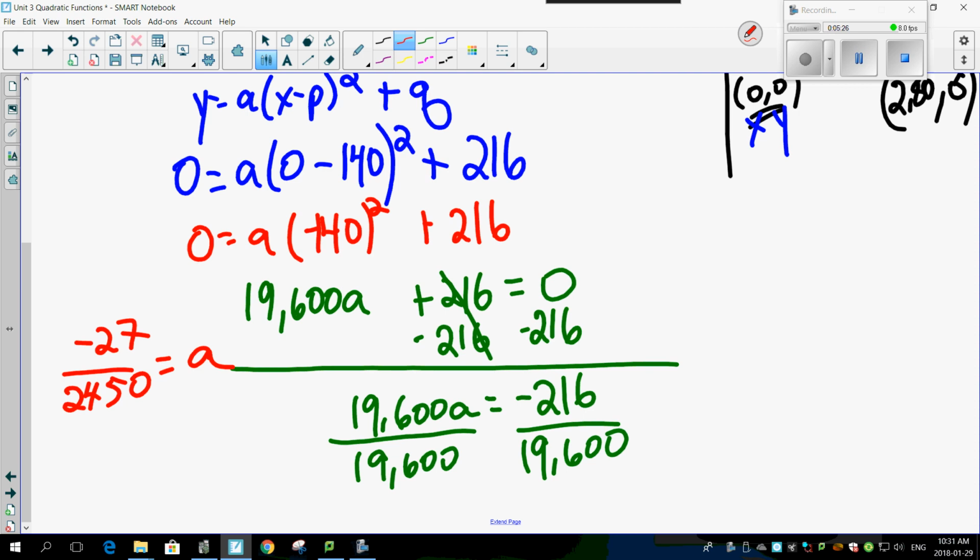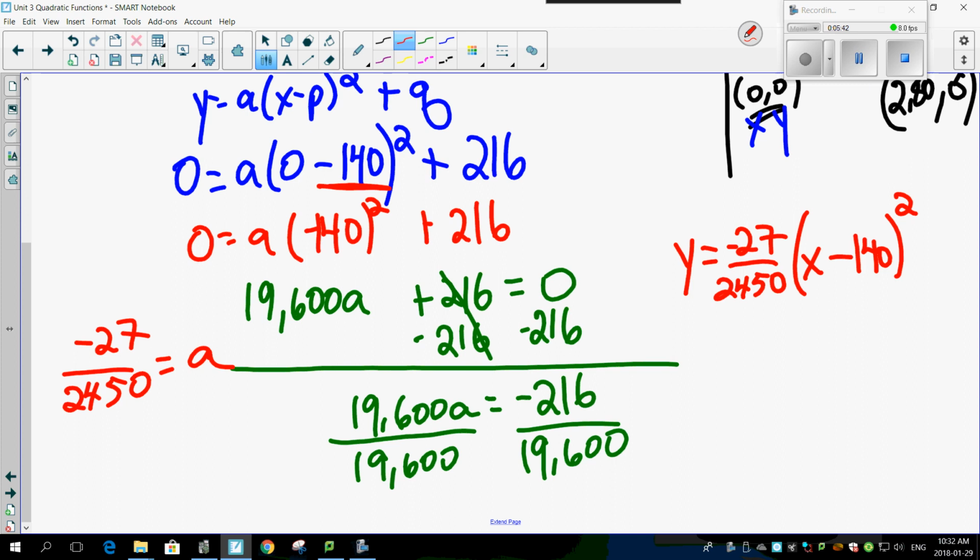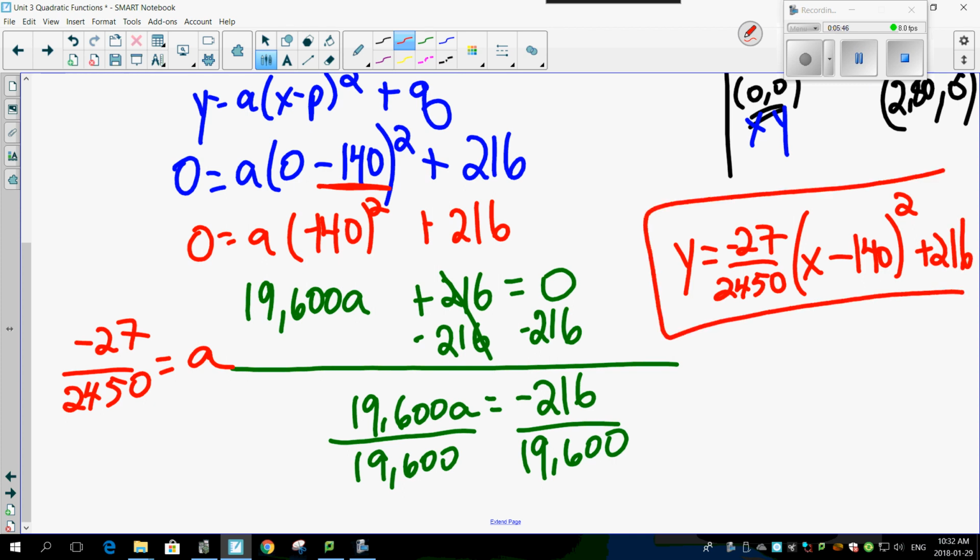Okay, so here we go. Write the formula now. y = -27/2450 (x - 140)², there's your vertex, squared plus 216. That's the formula for the archway. That's how it works. Ugly question, ugly numbers, but now you got the formula.